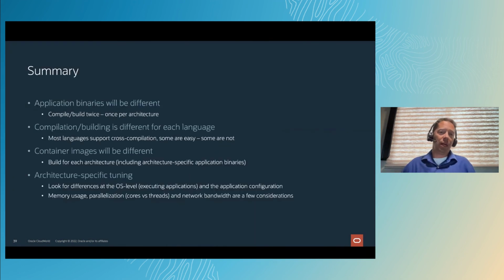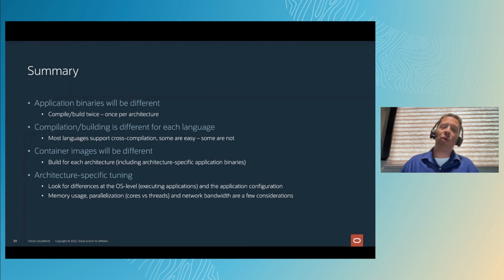So in summary, application binaries will be different. You're going to want to build and compile twice, once per architecture. So assuming you're supporting both x86-64 and AArch64, you do it twice. Each language is going to be different, and operating systems have a lot of different variables. Some are easy, some are not. Take a look at it and spend your time on due diligence.